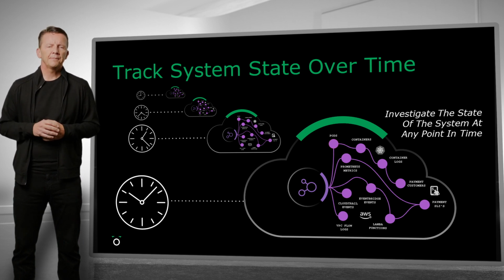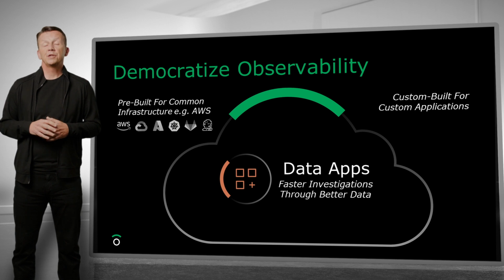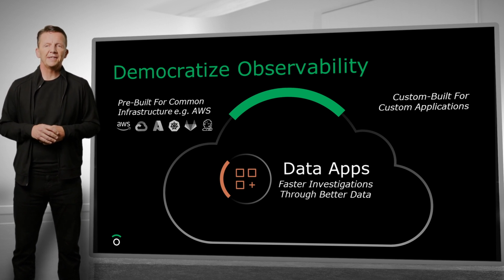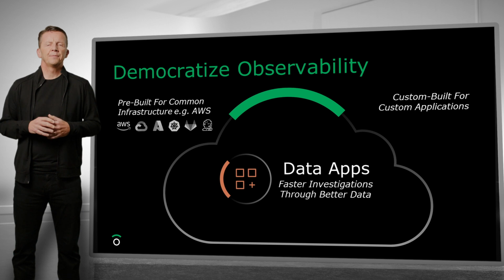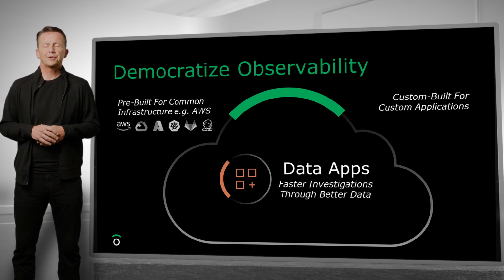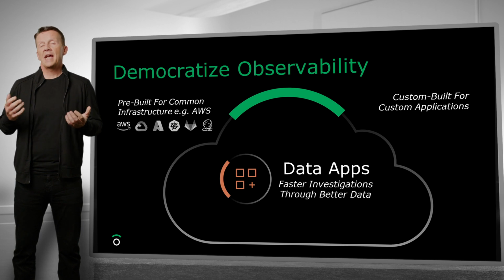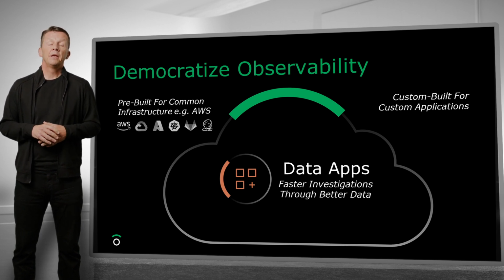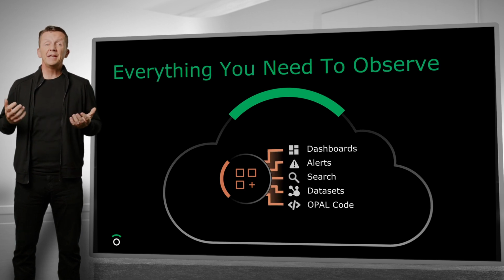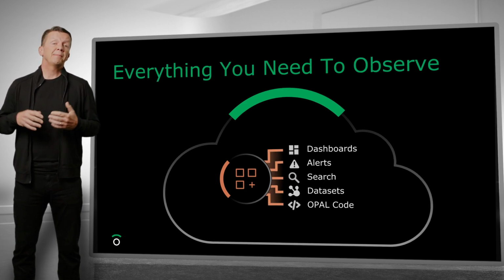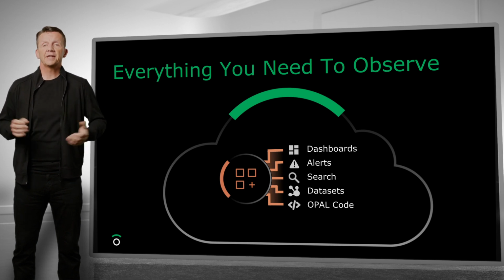Finally, let's talk about data apps, which promise to democratize access to event data. Everyone, from customer success to support, to DevOps and SRE, to engineering, should have access. Observe provides apps for the most common infrastructure components, such as Kubernetes, AWS, GCP, and Azure. And Observe enables you to easily create equivalent apps to observe your own distributed applications. What's in an app? The short answer is everything you need to observe your distributed application. That means dashboards, alerts, search, and all of your datasets.